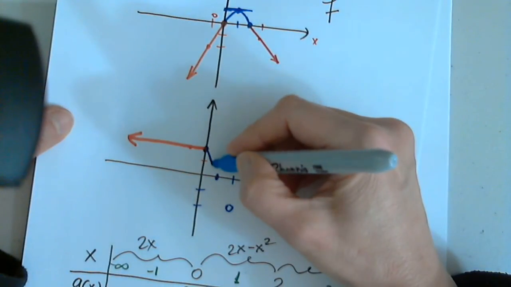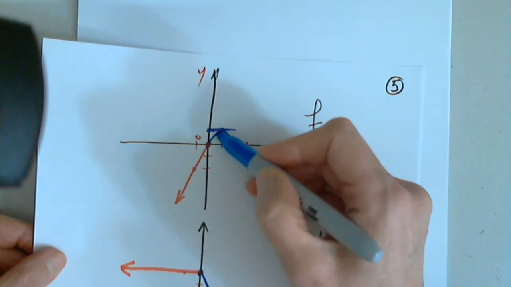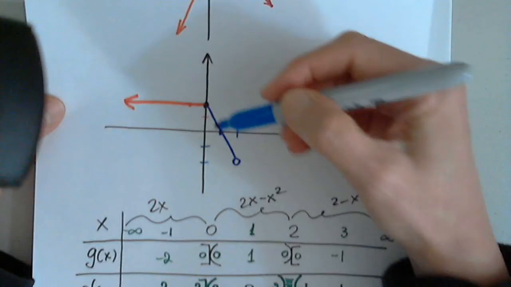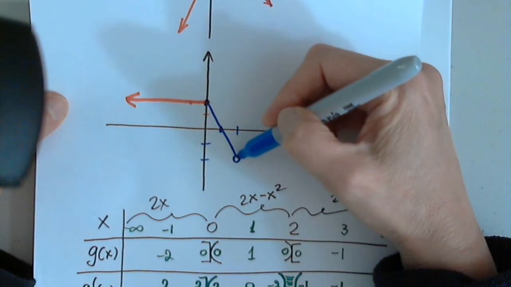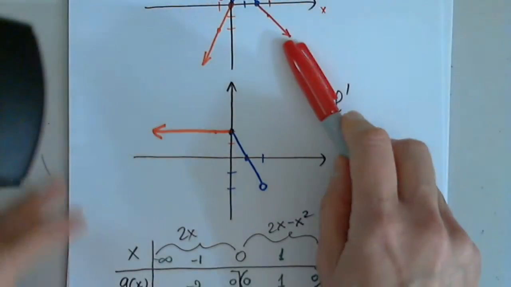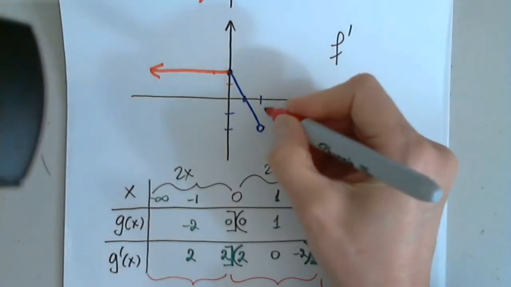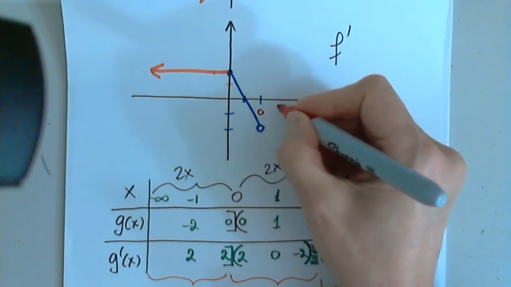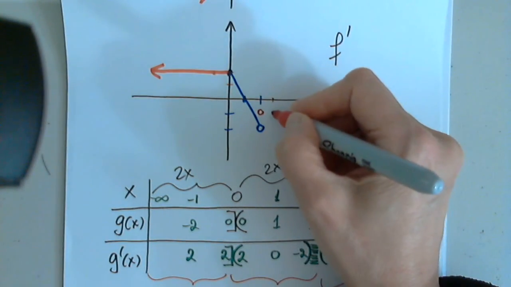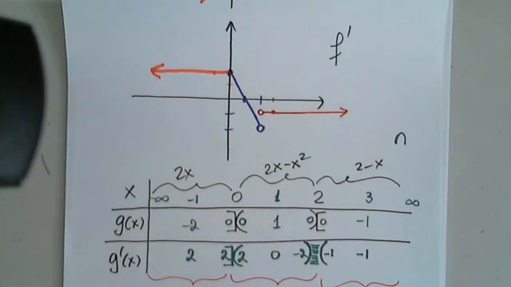So here's the derivative of this piece. It's quadratic, of course. Its derivative has to be a line. Finally, I reach the red piece, and the red piece is negative 1, negative 1, negative 1, negative 1, negative 1.